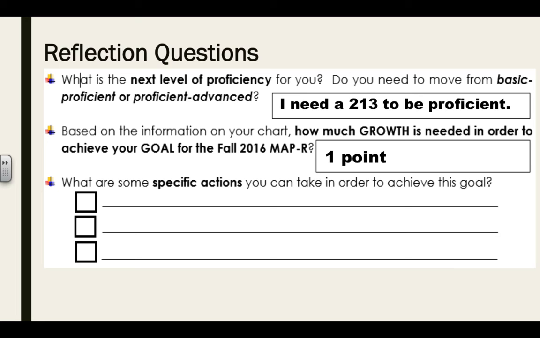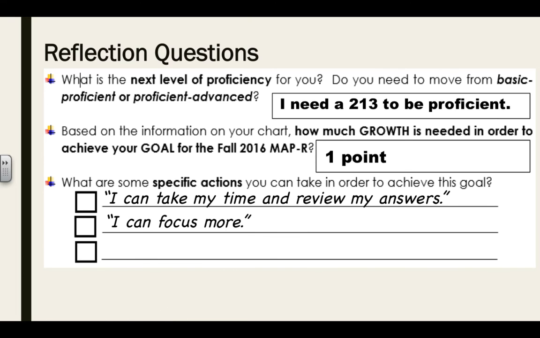The last and final question is really a reflective question. This is where you sit back and think about things that you can do in order to achieve this goal. It can be something like, I can take my time and review my answers. Or, I can focus more. Or, I can go to bed early. Again, you can use any of these reasons, or you can develop your own. But again, these are things that you should really take action on so your goal can be achieved.